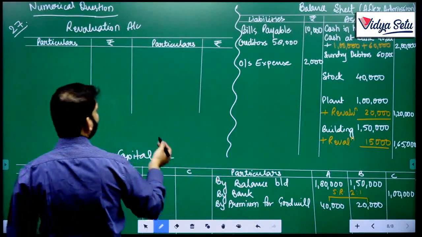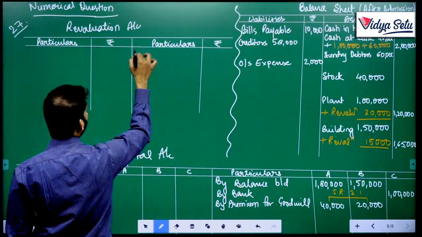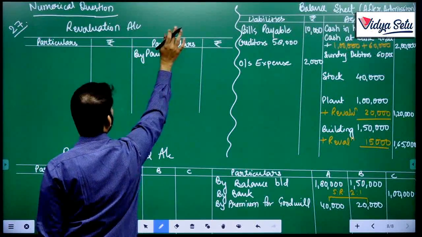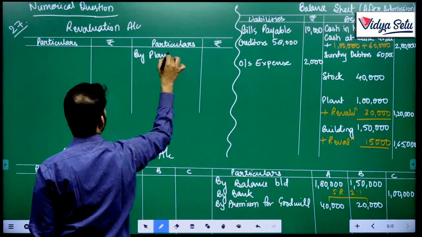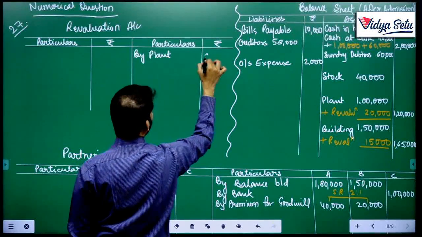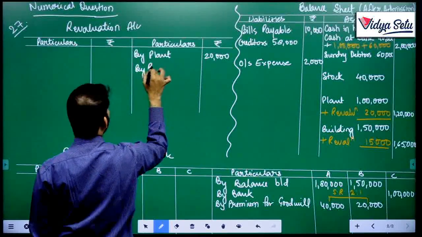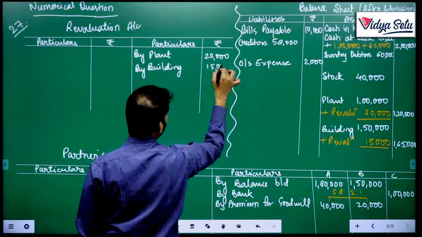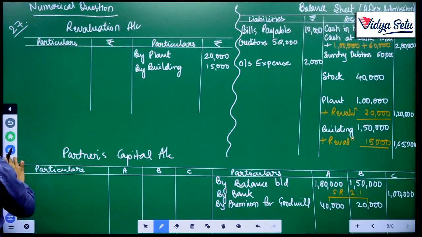The revaluation, this plus on the asset side, is the debit effect. So by plant, it shows 20,000 profit, and by building, it is showing 15,000 as the profit. So debit and credit, both the effects are done. Let's look at the other revaluation entries.